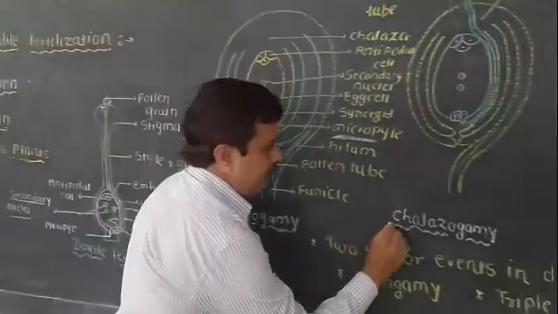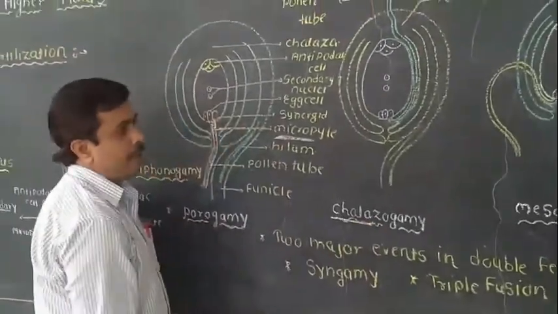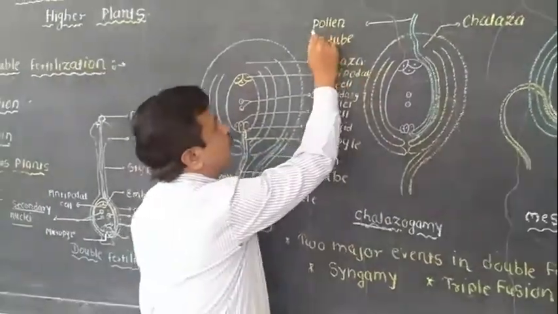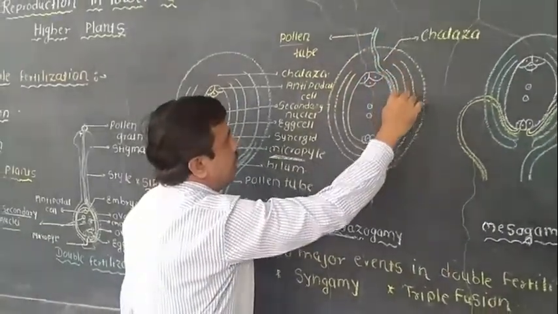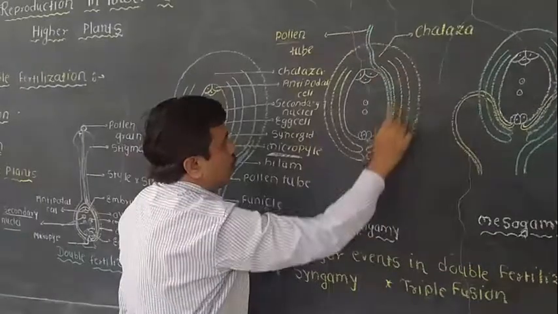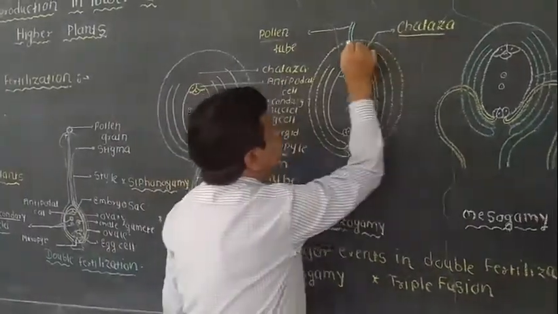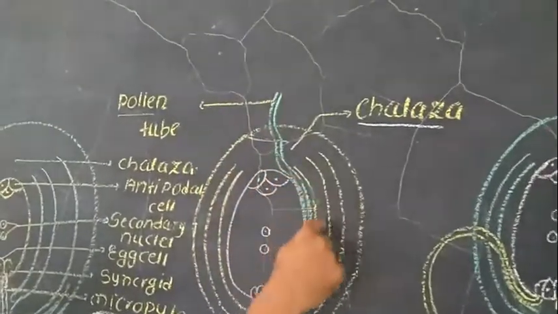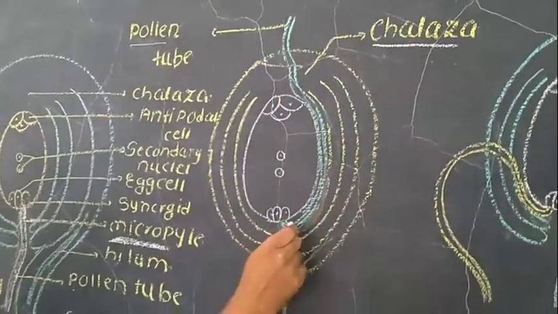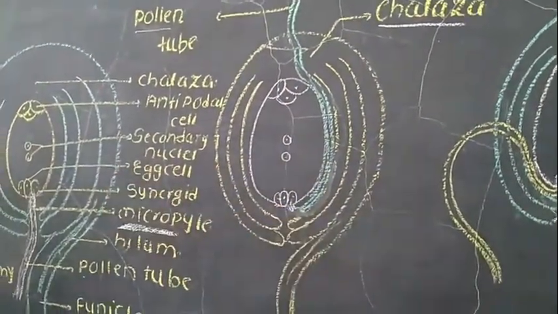The second event is chalazogamy, where the pollen tube enters inside the embryo sac through the chalaza. This region is known as the chalaza, where the pollen tube enters inside the ovule and reaches up to the egg cell.